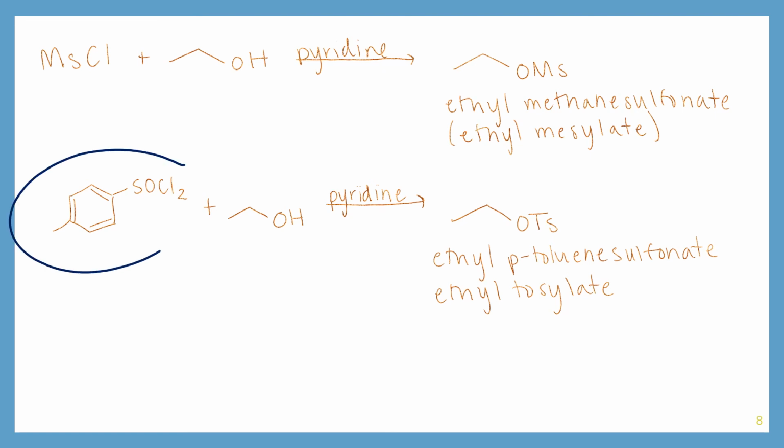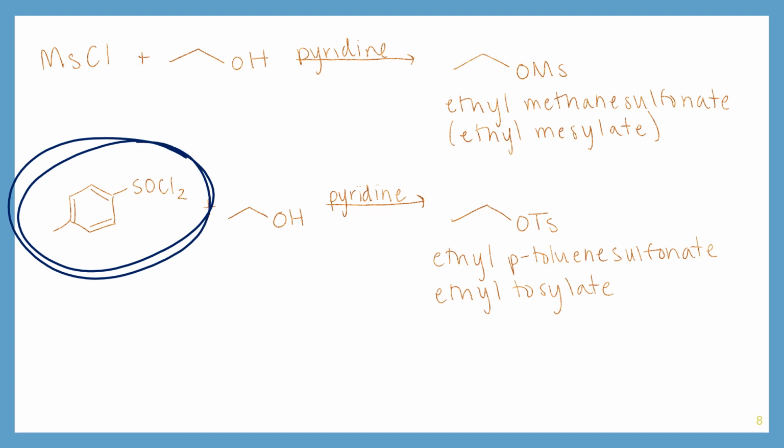So this is what tosyl chloride looks like when it's drawn out instead of just written out as TsCl. You can react it with an alcohol. A primary alcohol typically is what you're using with pyridine, and you end up with ethyl p-toluene sulfonate or ethyl tosylate. Be really careful that you are familiar with these structures as they actually exist.